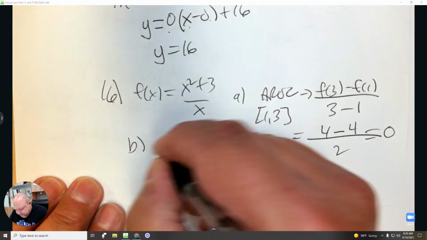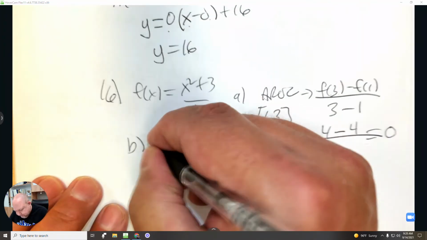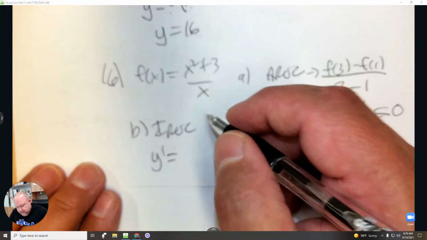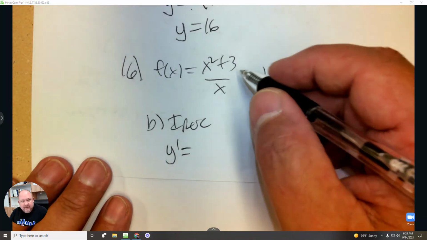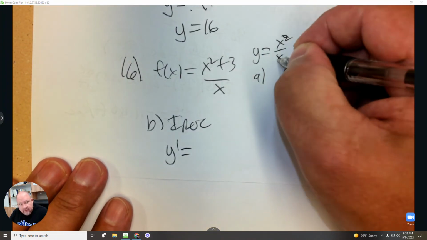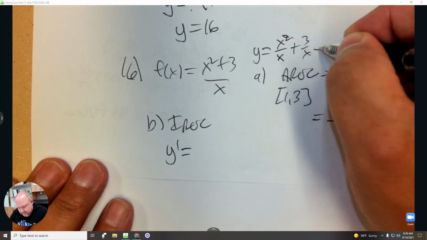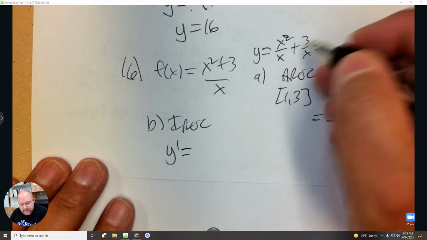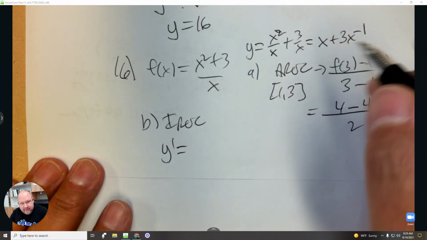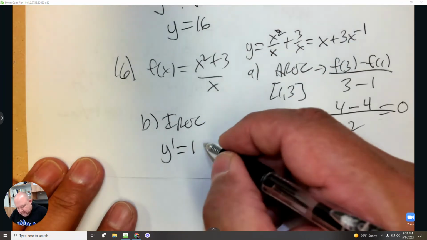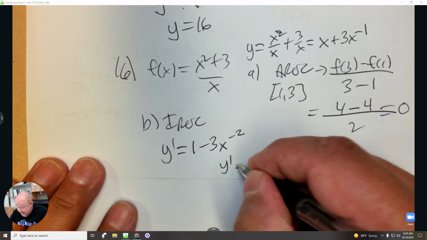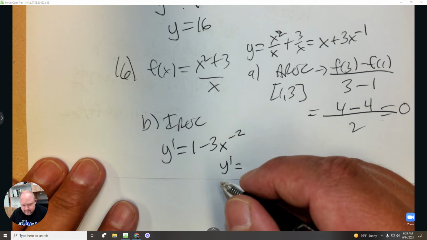B, instantaneous rate of change means derivative. So to take the derivative here, I'm actually going to rewrite this. x squared over x and 3 over x. That would be x squared divided by x is 1x, and this would be 3x to the negative 1. So the derivative of x is 1, and the derivative here is negative 3x to the negative 2. So there's the derivative, and then it says find it at 3, right?